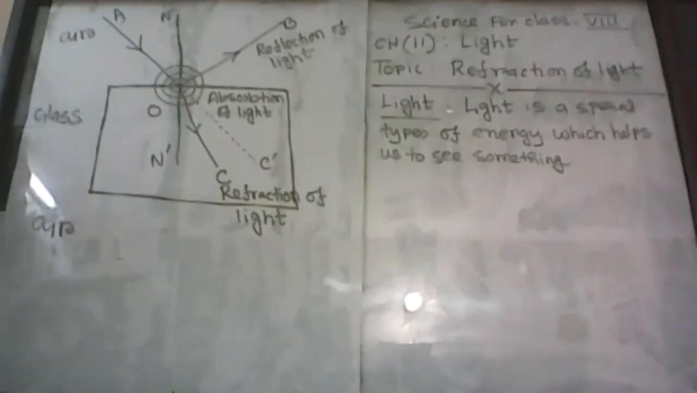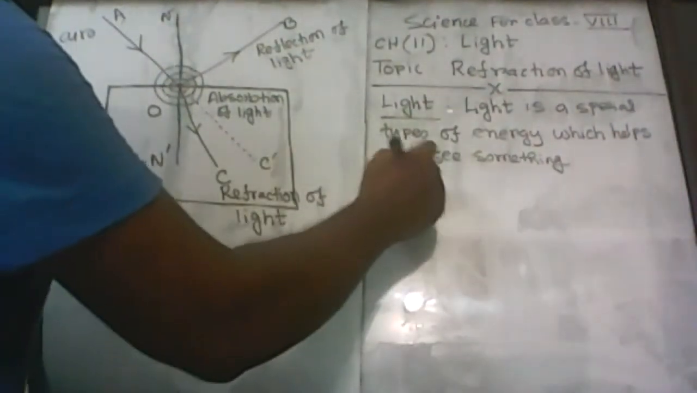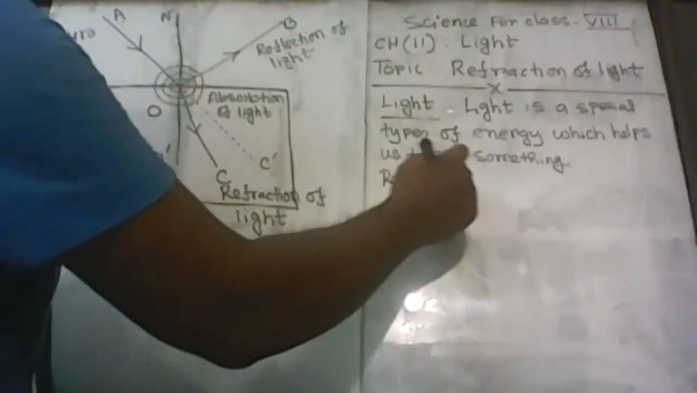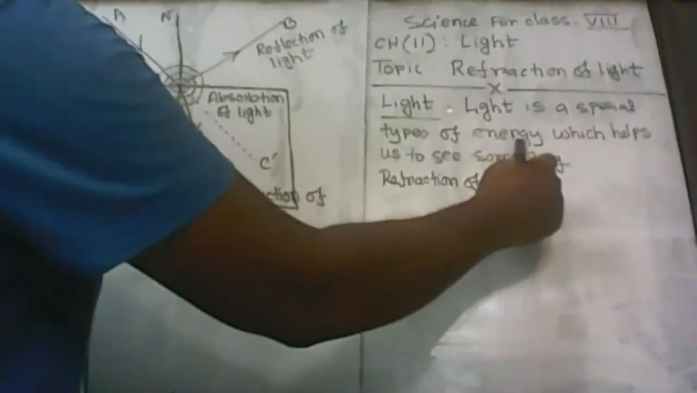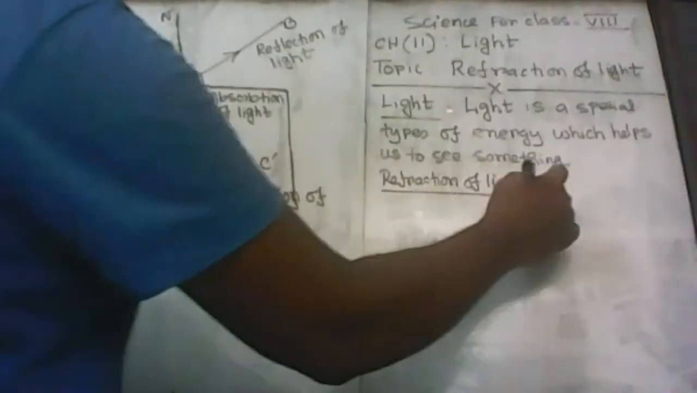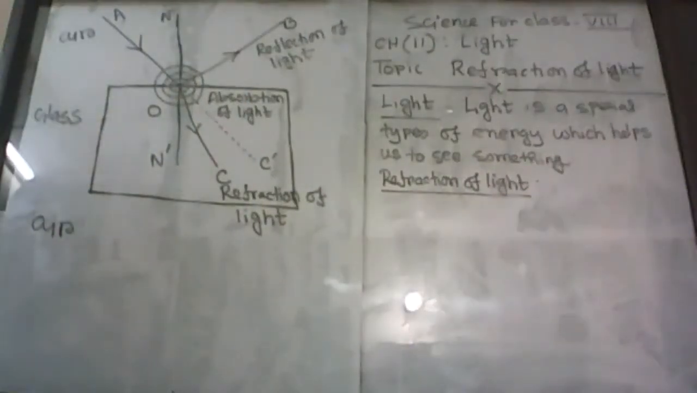Okay, now my next question, what is called refraction of light? This is the basic topic of my today's class. So refraction of light. You see this, when a ray of light is incident obliquely from one transparent medium to another transparent medium.